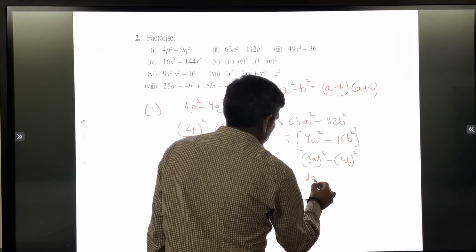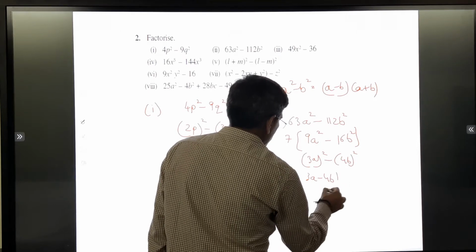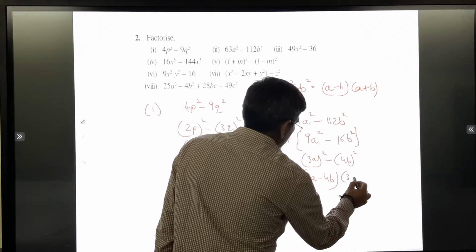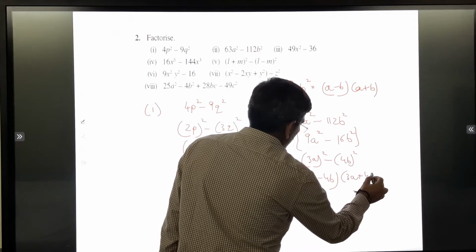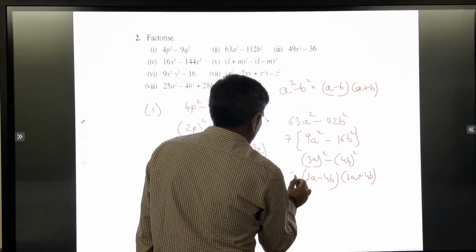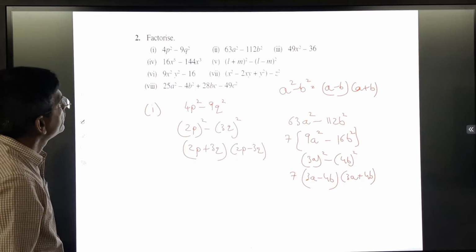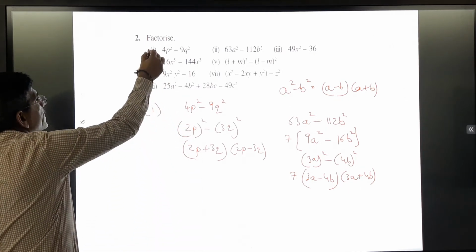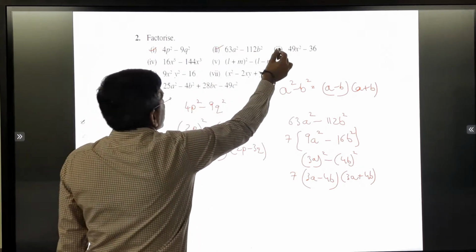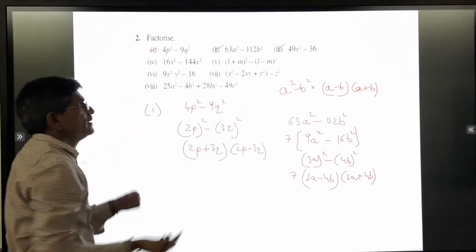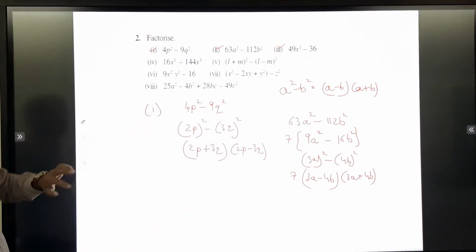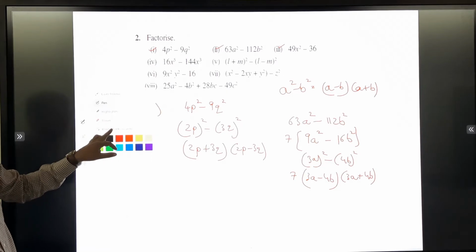So (3a minus 4b) and (3a plus 4b), and outside the bracket I have to write 7. So question number 1 is completed. Questions 2 and 3, try to do yourself because they are easy. Now we concentrate on 4.